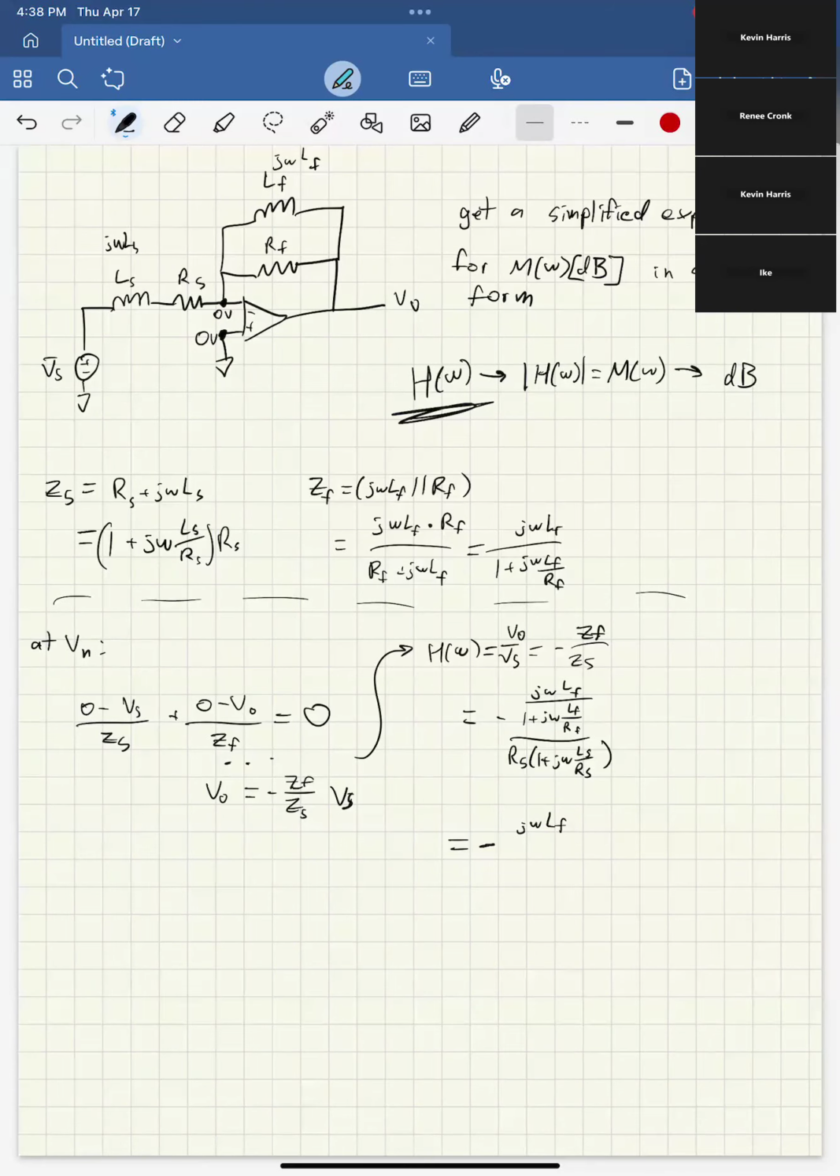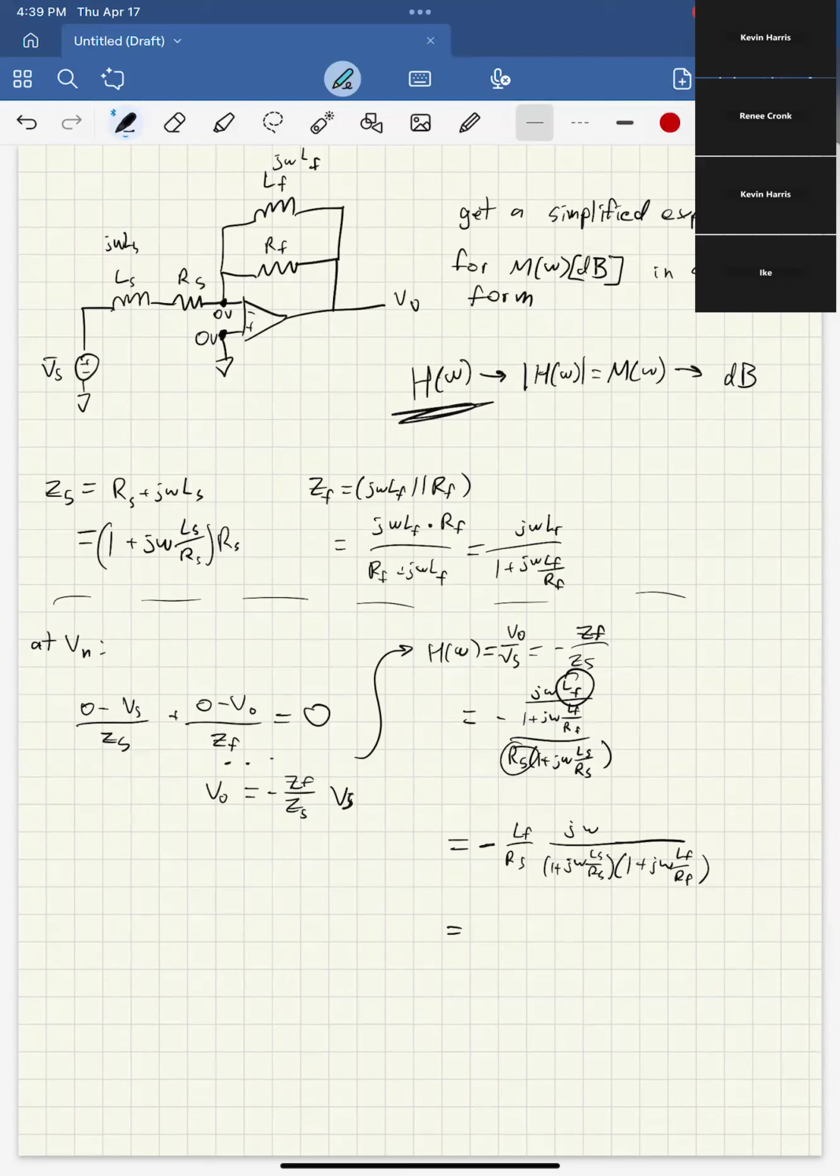So this is all algebraic manipulation to make it into a nice standard form. If we move this constant and this constant out, we get LF over RS, and then times j omega over 1 plus j omega LS over RS, times 1 plus j omega LF over RF. And this is looking a lot like the standard form you learned in class, right?